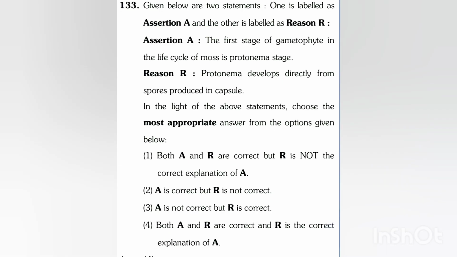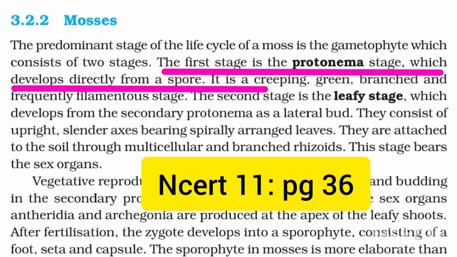Given below are two statements. One is labeled as assertion A and the other is labeled as reason R. Assertion A: The first stage of gametophyte in the life cycle of moss is protonema stage. Reason R: Protonema develops directly from spores produced in capsule. In the light of the above statements, choose the most appropriate answer from the options given below. Both A and R are correct, and R is the correct explanation of A.